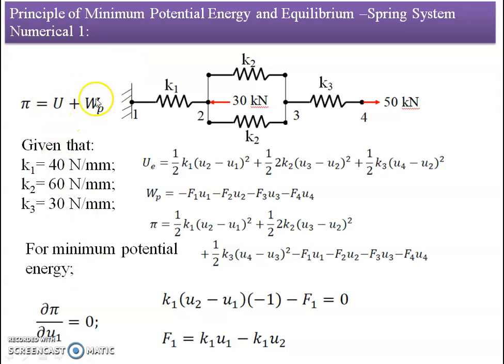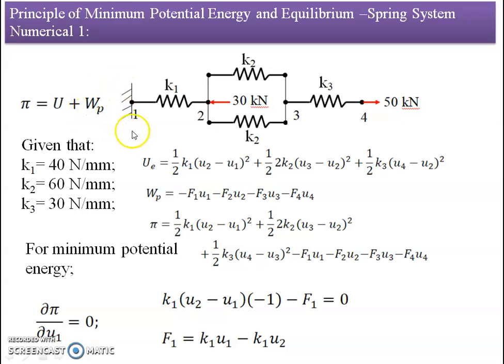For that we'll go to a flashback of the basics related to the principle of minimum potential energy. We know that the total energy possessed by any system is the strain energy of that system plus the potential energy of the external forces on that system.